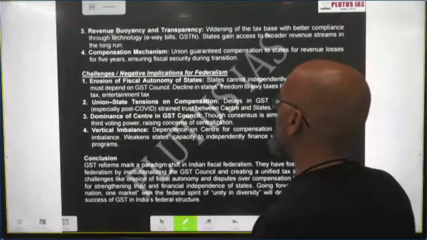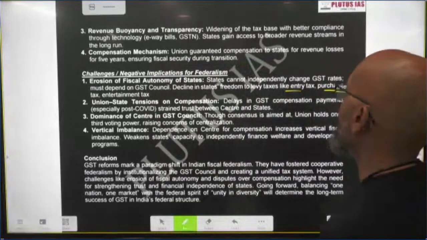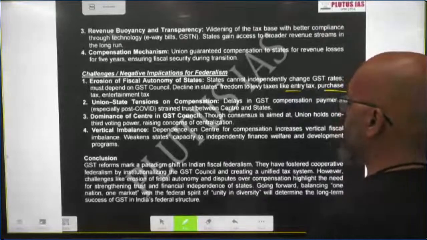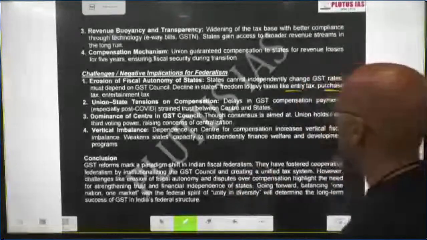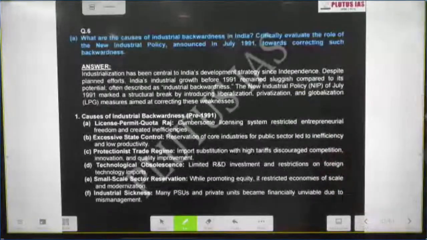In conclusion, you could have written that GST reforms mark a paradigm shift in Indian fiscal federalism. They have fostered cooperative federalism by institutionalizing the GST Council and creating a unified tax system. And then you could have written about a bit of problems.